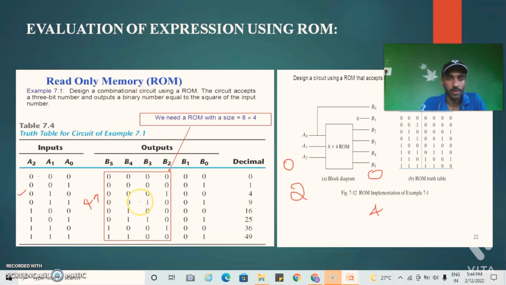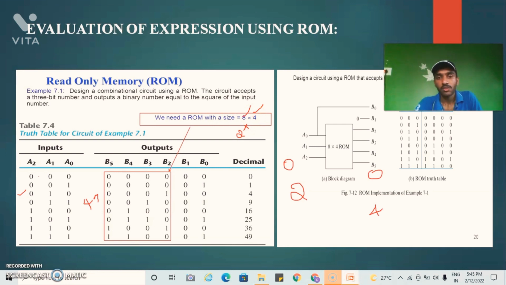Here we can see that they consider only a ROM of size 8 cross 4. As I told earlier, 8 is not the number of inputs, it's 2 power x. To get 8, x should be 3. Therefore 3 is my number of inputs, and 4 is my number of outputs. But I should get 6-bit outputs, and here I consider a ROM of size only 4 bits. So it is astonishing, no?